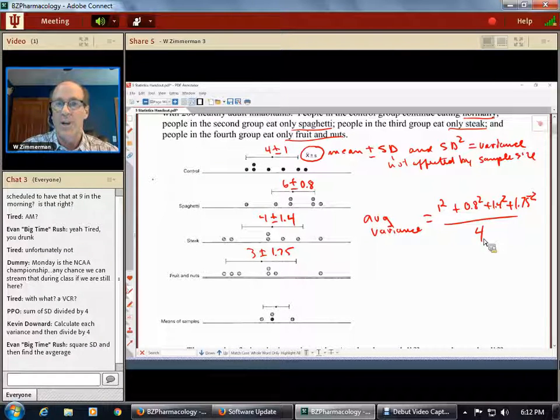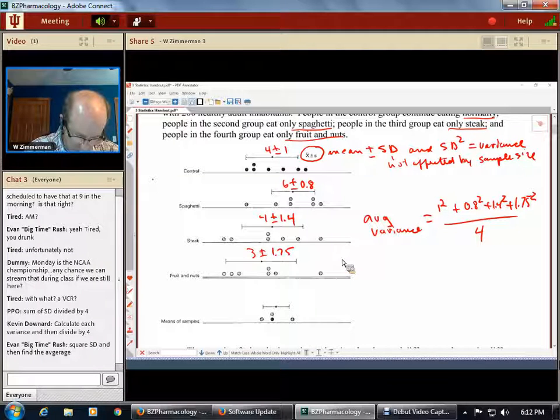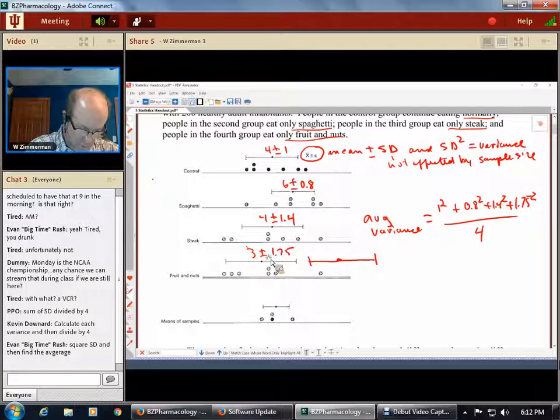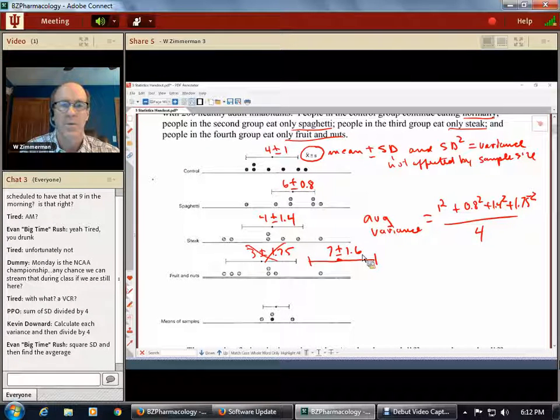Note, when you look at it this way, if one of those means is different, let's say the fruits and nuts are way out here, what effect is that going to have on the average variance? We're going to get rid of that one. We're going to say this was, I don't know, 7 plus or minus 1.6. What is that going to do to our average variance?